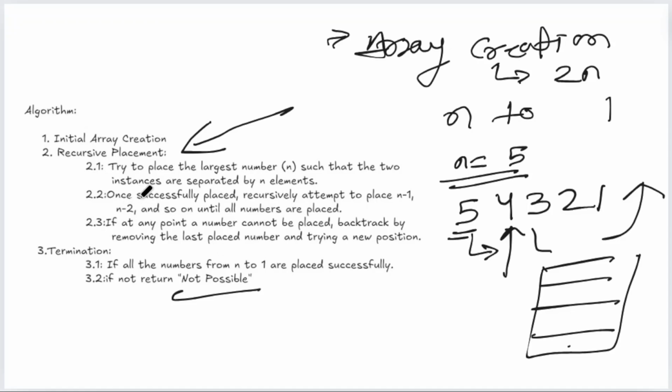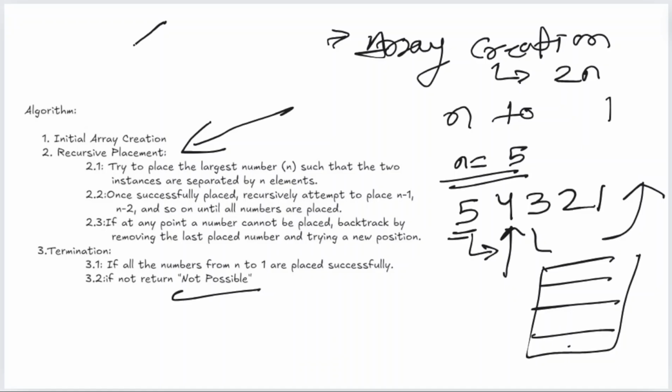So the second step says: once successfully placed, recursively attempt to place n minus 1, n minus 2, and so on until all numbers are placed. If at any point a number cannot be placed, we'll backtrack by removing the last placed number and trying a new position. Why we are using the backtracking approach is also something we must take care of.